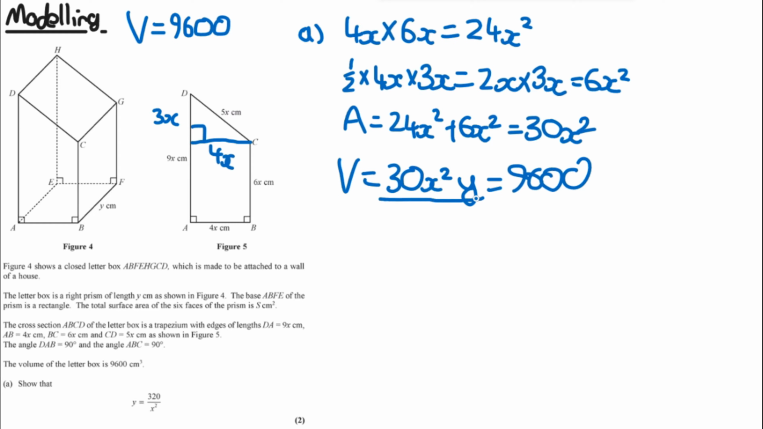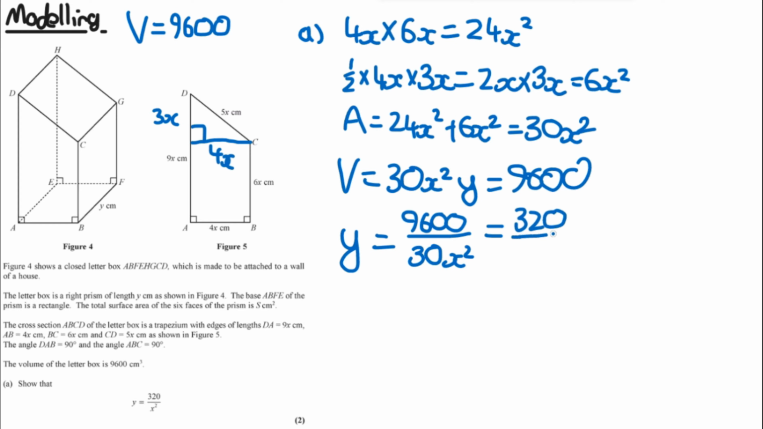We found the volume of the prism using the information given to us, and therefore we can equal this to the volume that's given to us, 9,600. And therefore we need to show that y is equal to 320 over x squared. So we need to make y the subject, and hopefully it should give this. So let's divide everything by 30x squared to get y is equal to 9,600 over 30x squared, which we can simplify because the 9,600 can be divided by the 30, and if you put that into a calculator, that is equal to 320 over x squared.